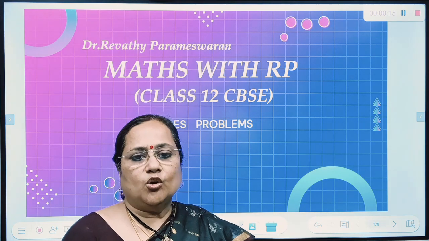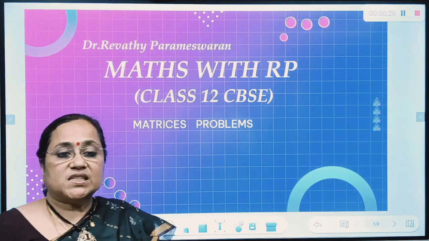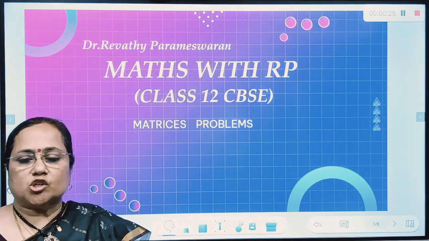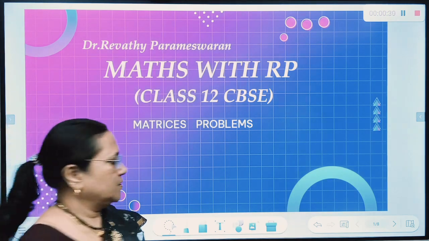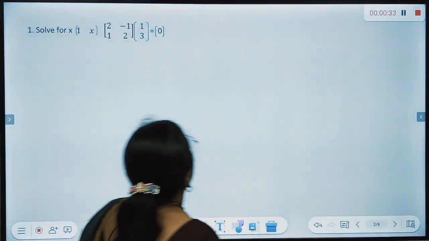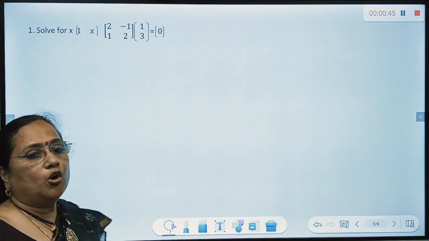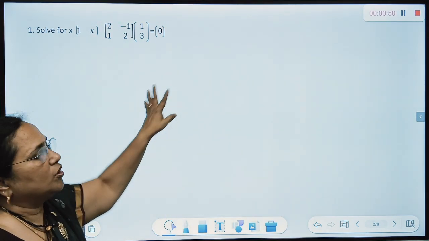In the earlier video, we had introduced what are matrices and also we discussed about operations involving matrices. Today, we are going to solve more simple problems involving operations on matrices. Now look at this problem. There are three matrices given and we have to find the product, equate it to 0 and solve for x. The product of the three matrices is equal to 0.